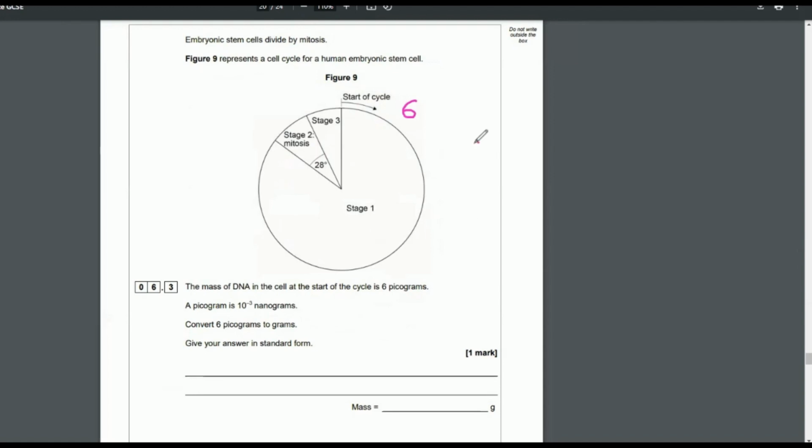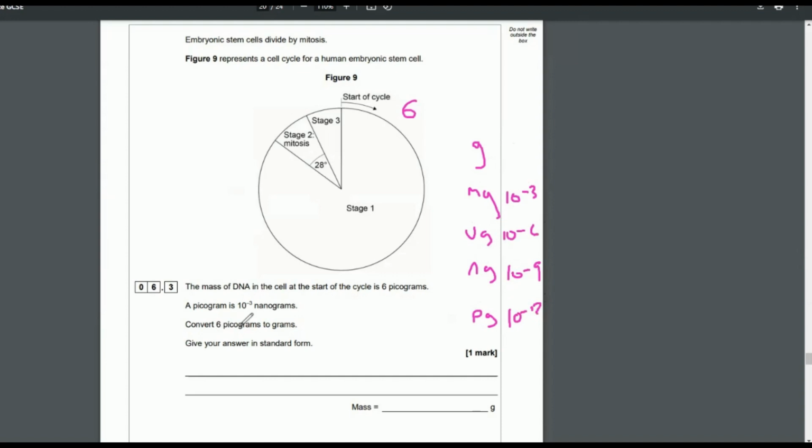Oh, it's quite hard, that, isn't it? Well, if I've got grams and then milligrams and then micrograms and then nanograms and then picograms. So a picogram is 10 to the minus 3 nanograms. So this is 10 to the minus 3, 10 to the minus 6, 10 to the minus 9. A picogram is 10 to the minus 12 grams.